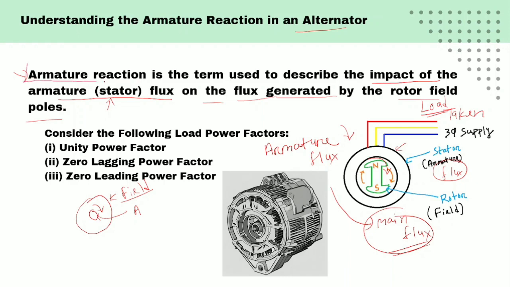Similar to your DC generator, same thing, but here the load is different. The load can be a resistive load, an inductive load, or a capacitive load. Armature reaction depends on two factors. One is the armature current, and the second one is the load power factor.